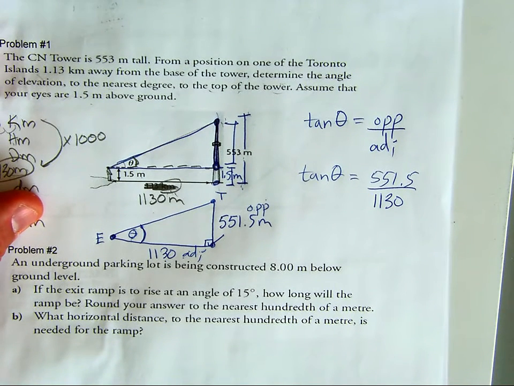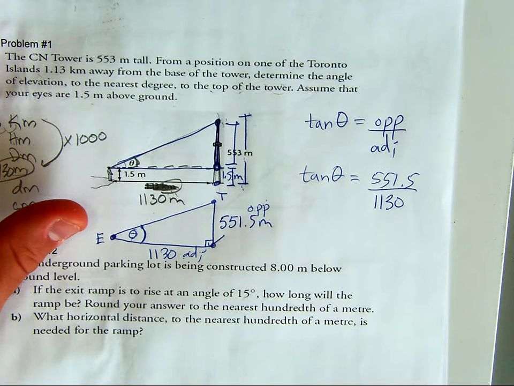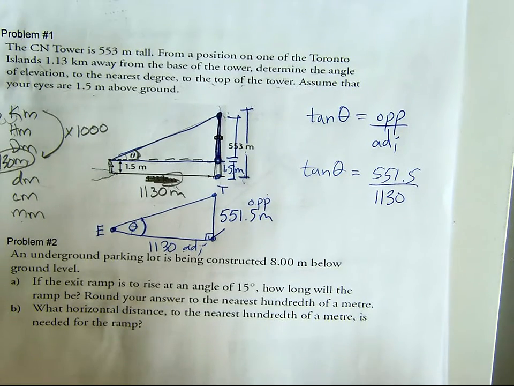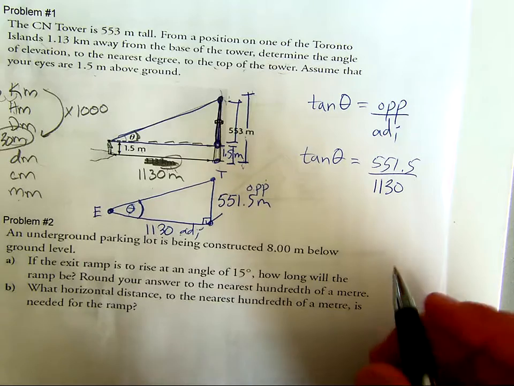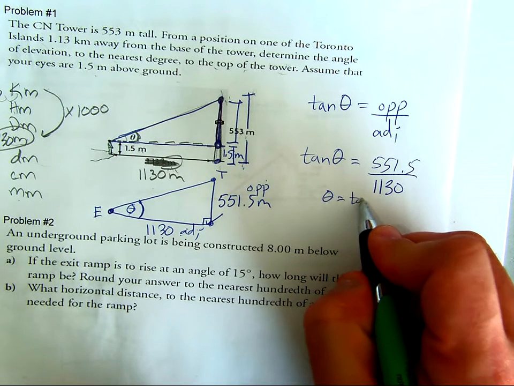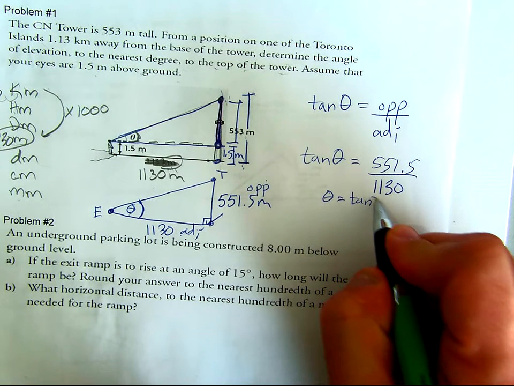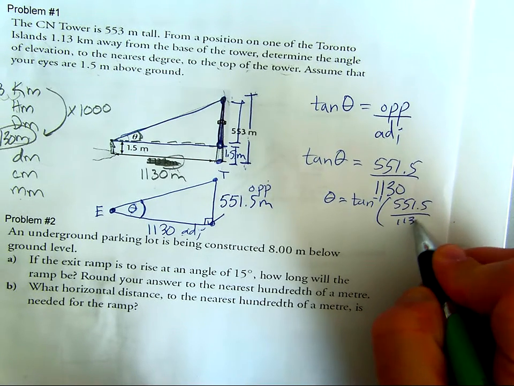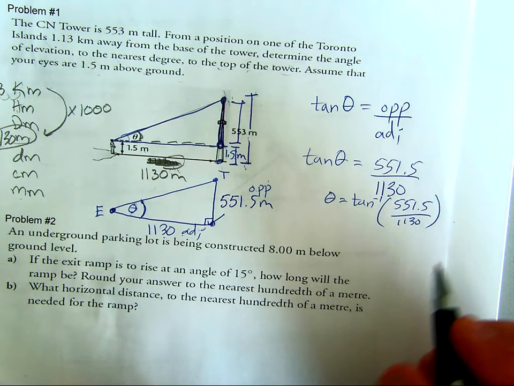You can either leave the fraction as is, or you can figure out what that fraction is equal to right now, but I'm going to leave the fraction as is. And what I'm going to do is bring tan to the other side. Remember, when we're looking for an angle from last year, when you bring tan to the other side, it's tan inverse of this fraction.